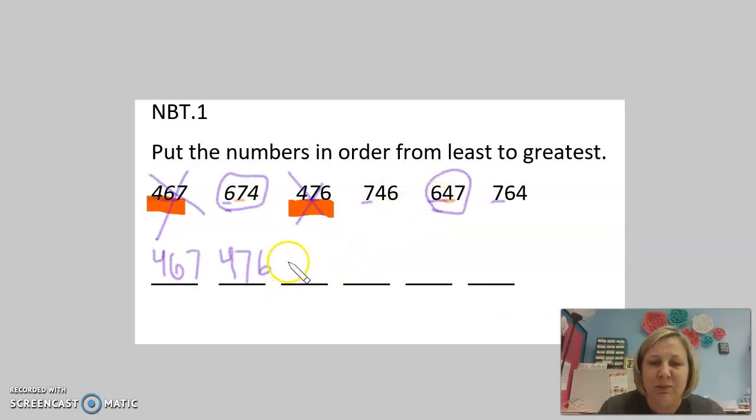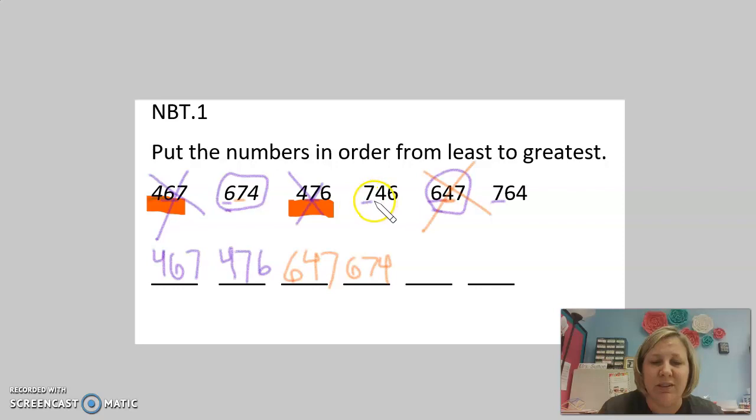So my next number is going to be 647. And then I'm going to cross it out because I've used it. I don't want to scribble it out because if I make a mistake, I still want to be able to see the number. After 647 is 674. Now I have two more numbers to look at.